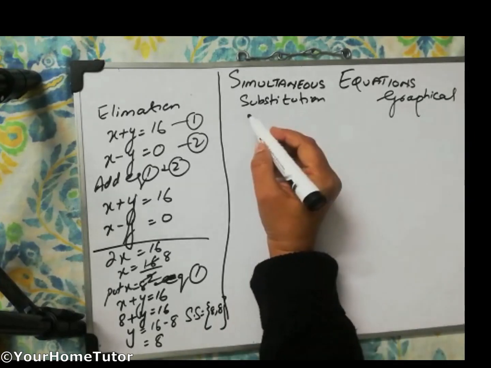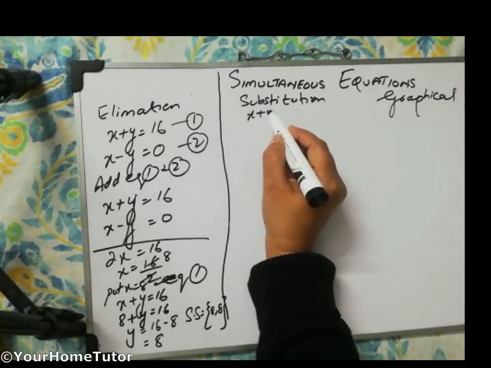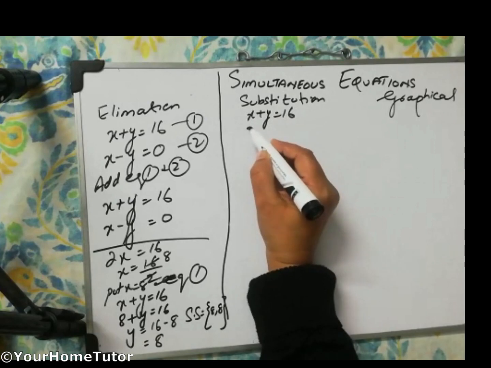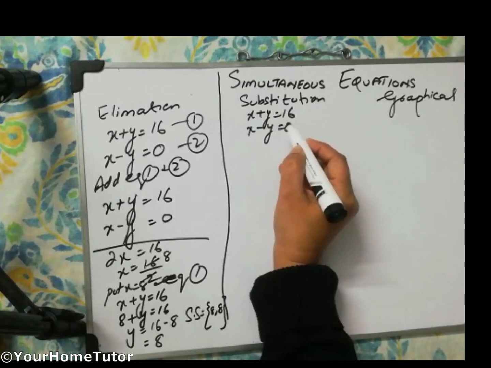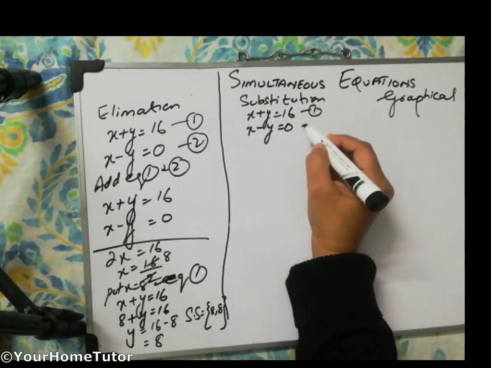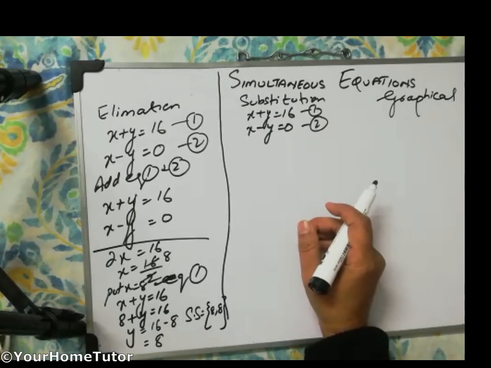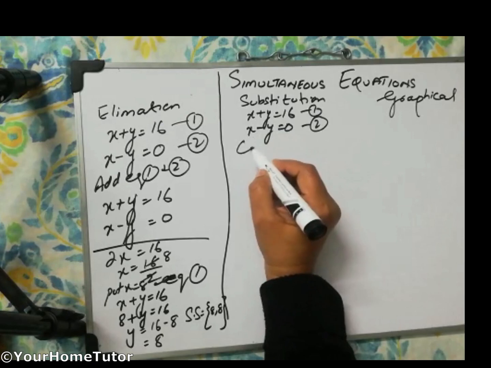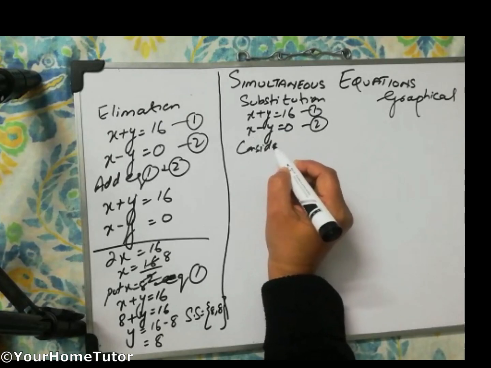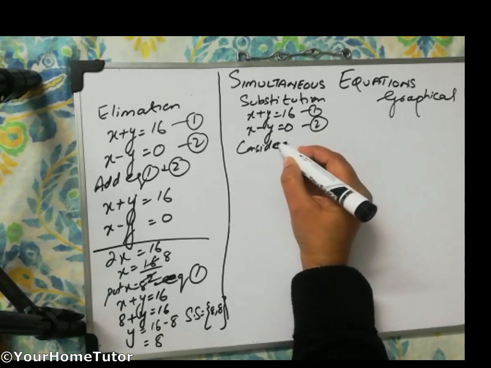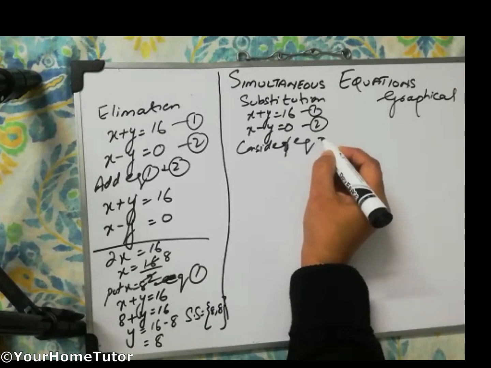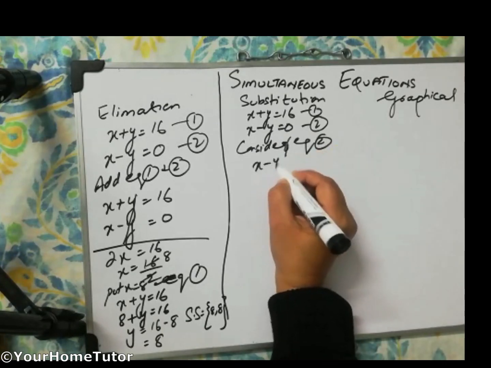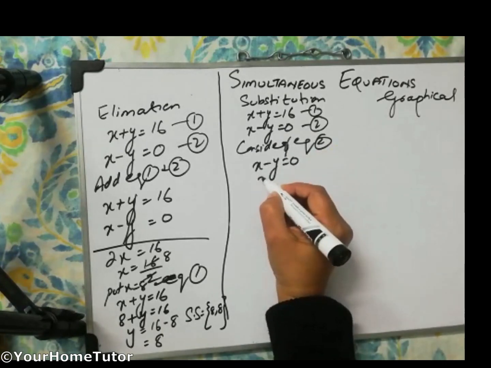We'll do the same question with the substitution method. Again, x plus y is equals to 16. X minus y is equals to 0. This is equation 1. This is equation 2. Now it's our choice whether we find out the value of x or y. Suppose we are considering equation 2. What is equation 2? X minus y is equals to 0.